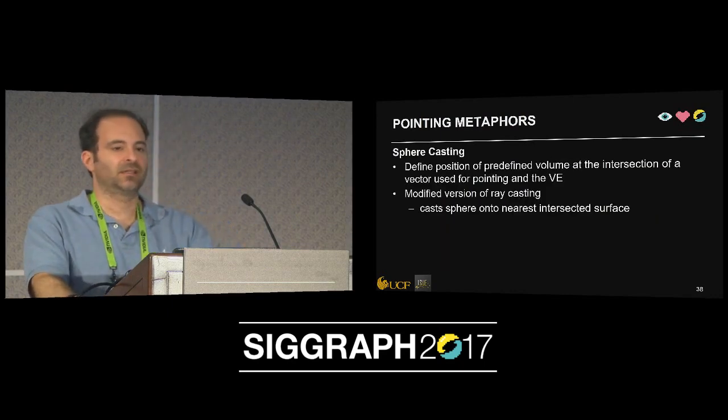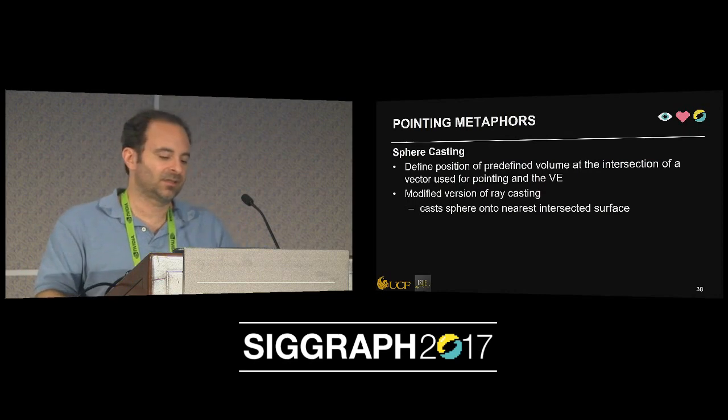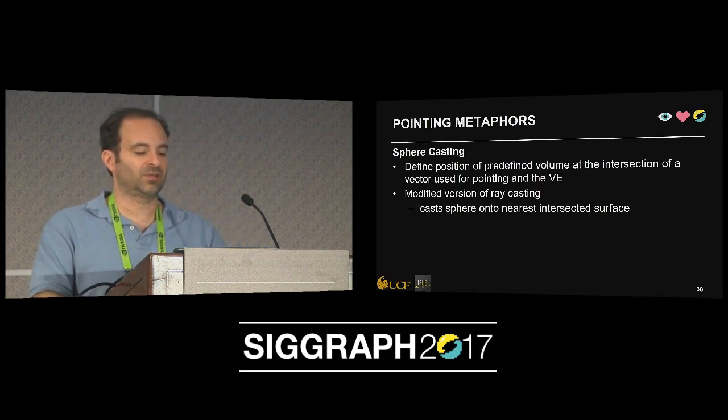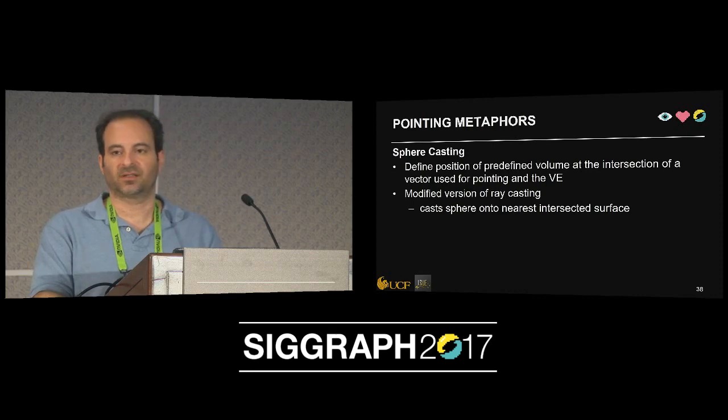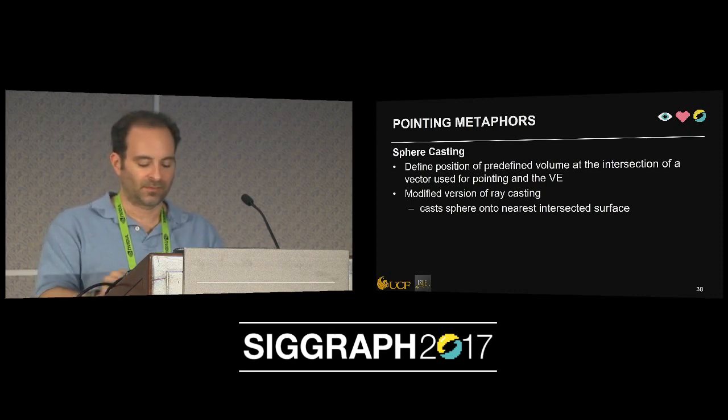And sphere casting is similar to these in the sense that you define a position of a predefined volume at the intersection of the vector used for pointing, and you cast a sphere onto the nearest intersecting surface instead of a cone. It's very similar.